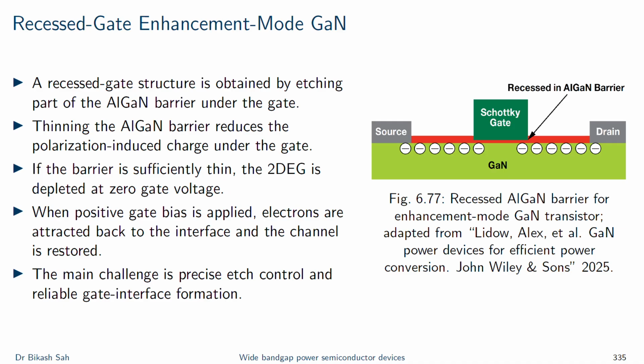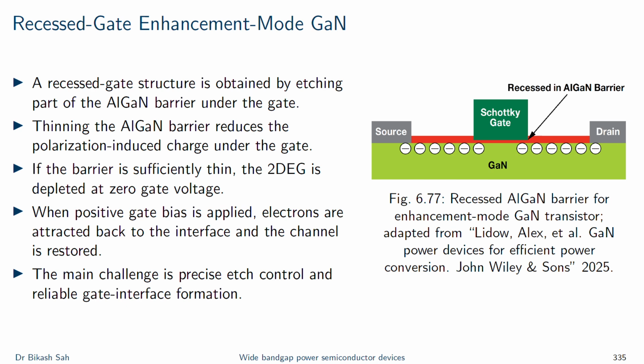The idea is to etch away part of the AlGaN barrier under the gate that you see in here. So a part of it has been etched away, since the 2DEG density depends strongly on the AlGaN barrier thickness and the polarization charge. Thinning the barrier reduces the electron density under the gate. If the barrier is then thin enough, the 2DEG is depleted at 0 gate voltage. When the positive gate voltage is applied, the electrons are attracted back to the interface and the channel is basically restored. The figure that you see in here basically illustrates that this local barrier is thinning.